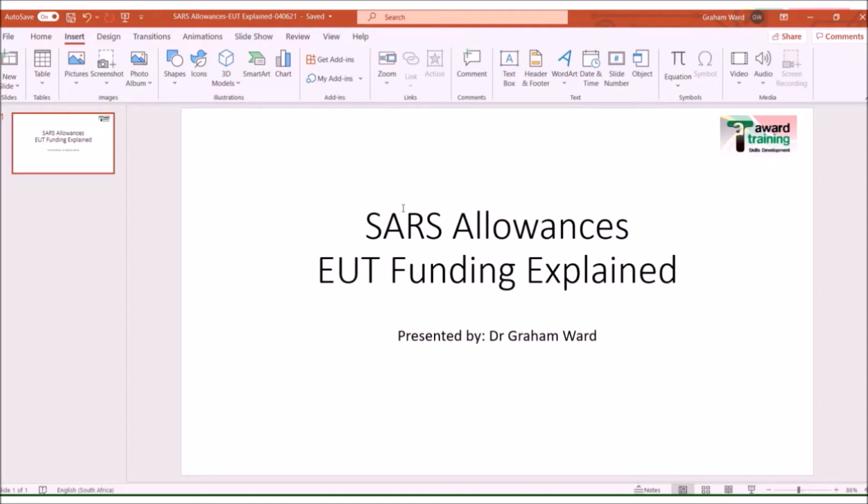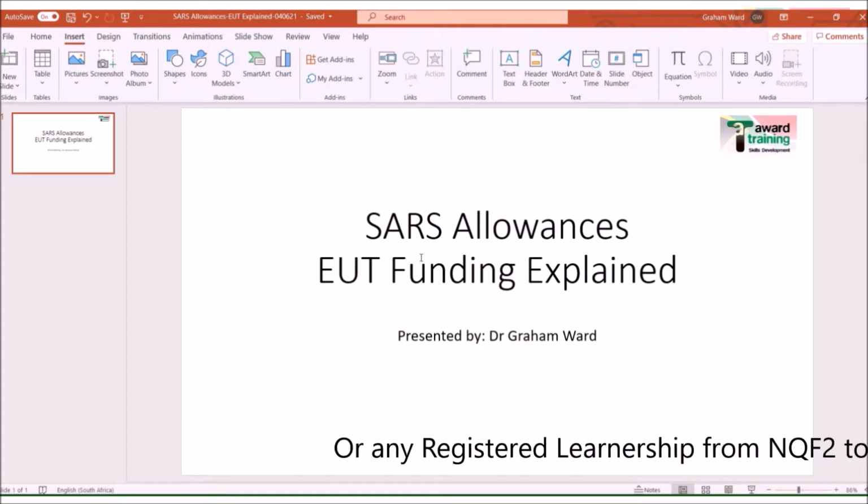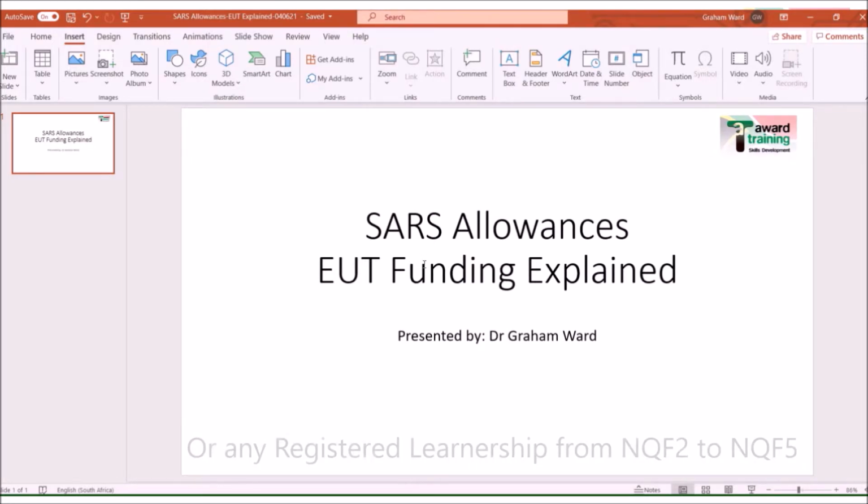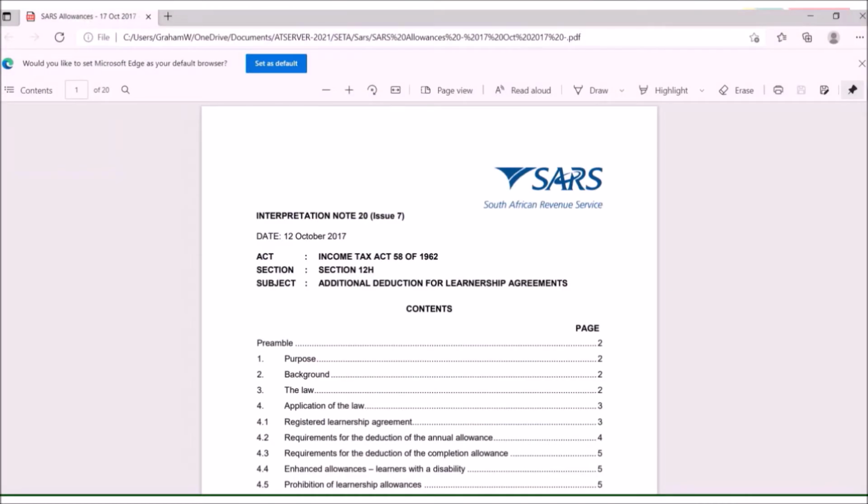Just to give you an explanation on how the SARS allowances can be used to fund end-user technology, which is a learnership. The SARS allowances are a document provided by the South African government, a very powerful document which basically provides free education from NQF levels 2, 3 to 6, which is grade 10 through to first-year degree level. And this document effectively makes free education available through levels 2 to 6.